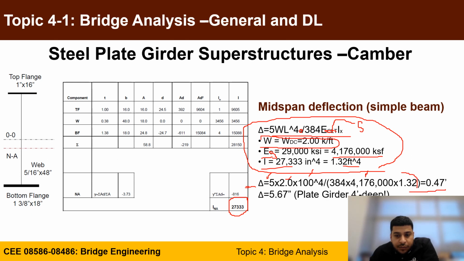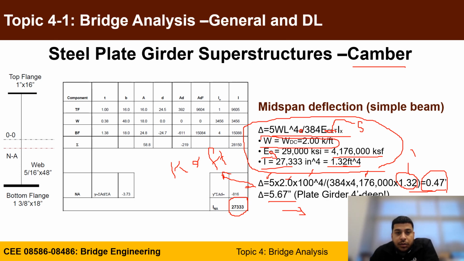Here this is the factor that you convert your inertia from inches to the power 4 to feet to the power 4, which is 1.32. So all the equations here are in kip and foot. So the deflection will be in feet, which is 0.47, which is around 5.67 inches, which is too high, I do believe, in this example. But it has to be cambered up to account for dead load deflections.